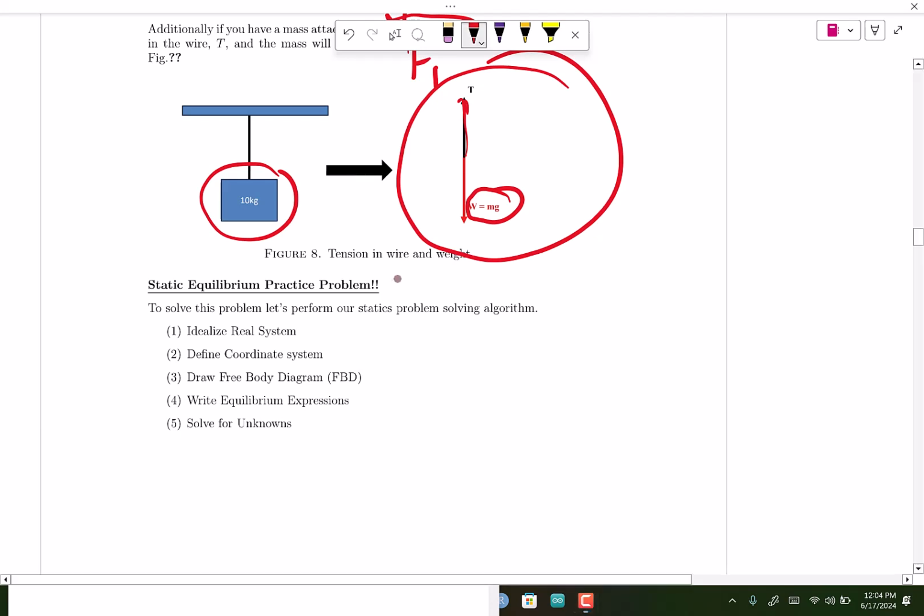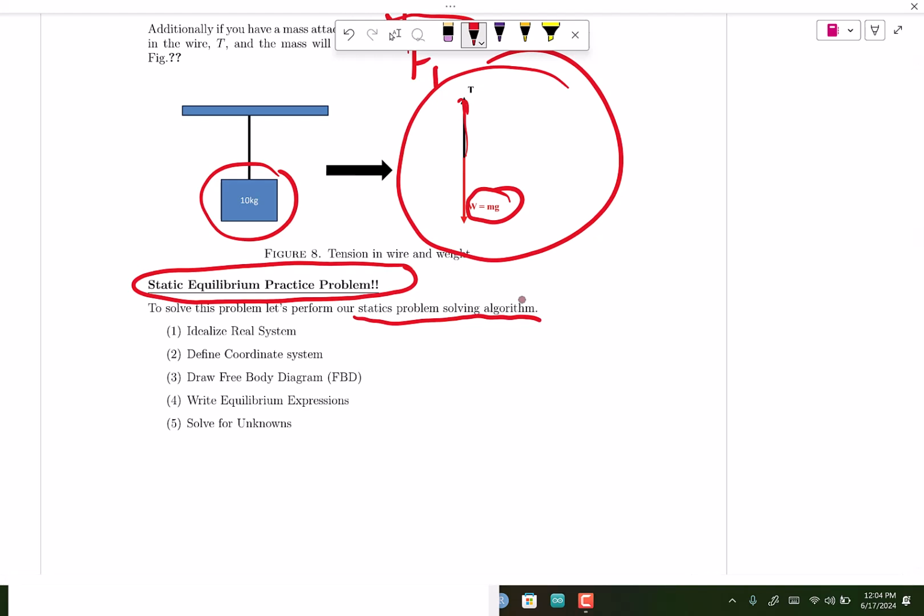Hi everyone, we are back and we are going to set up and actually start to solve a static equilibrium practice problem. Now, we are going to develop our statics problem solving algorithm. And this is a general algorithm or way to approach a problem for really any class. So the first thing we're going to do, we're going to read the problem, but then we're going to idealize our real system, meaning we're going to make some critical assumptions, some critical idealizations.